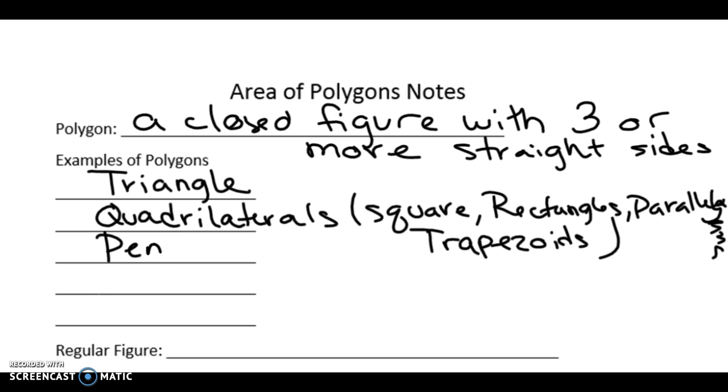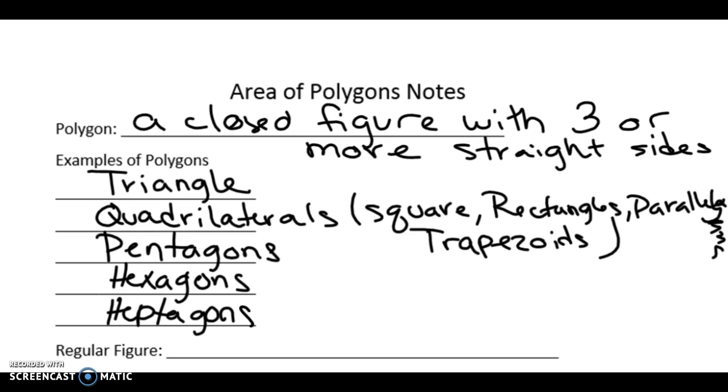Pentagons are polygons, okay, because they've got 5 sides. Hexagons, heptagons. Okay, so we've gone 5-sided figures, hexagons are 6-sided figures, heptagons are 7-sided figures. We could keep going on and listing, but 9-sided figures, 10-sided figures, 12-sided figures, they're all polygons because they have more than 3 sides, and if they're all straight, then it falls into the category of being a polygon.